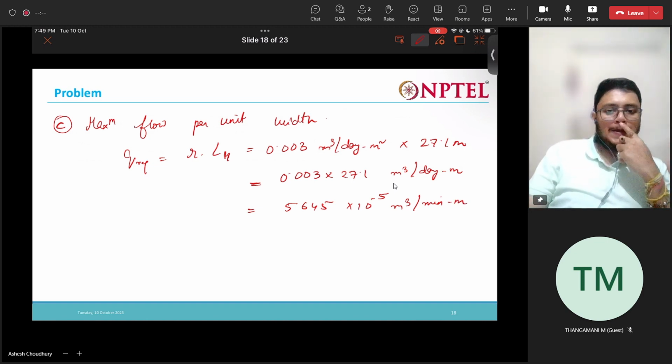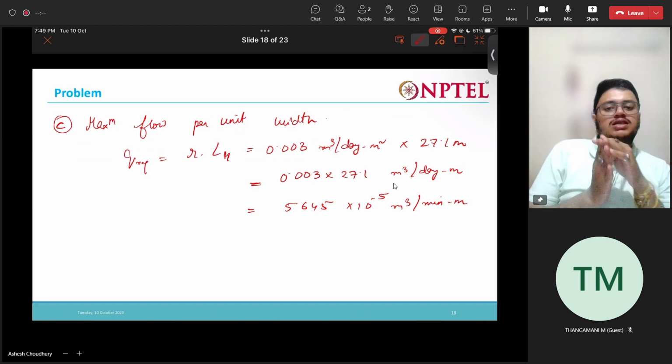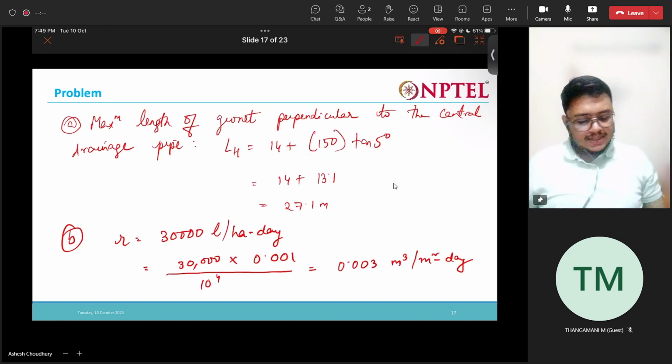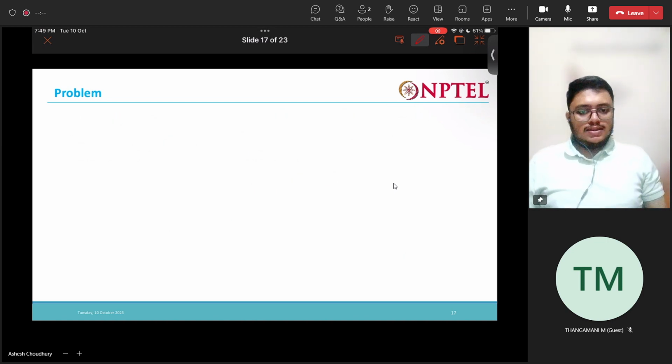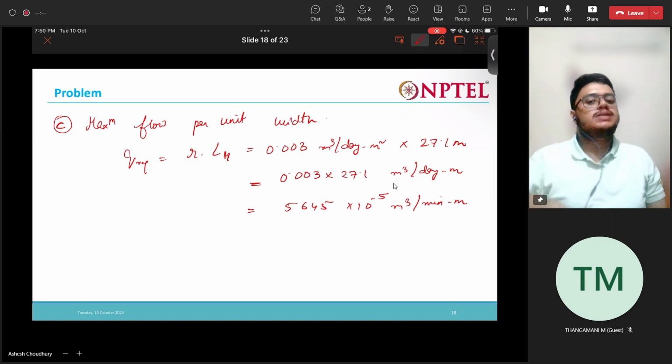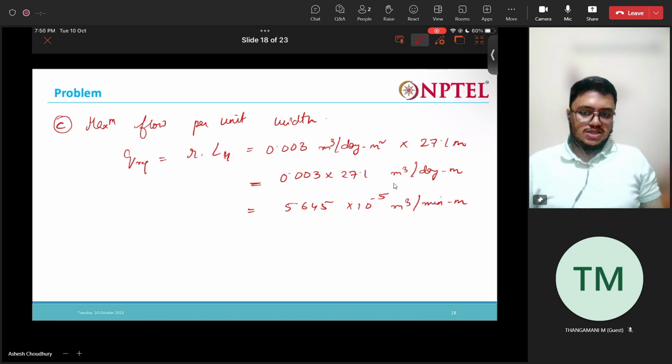Understood? First the flow is given as liter per hectare per day. That we converted to meter cube per meter square per day. Then we multiplied by this length, we got it per meter width, so meter cube per day per meter. Then from day we went to minute. Okay.